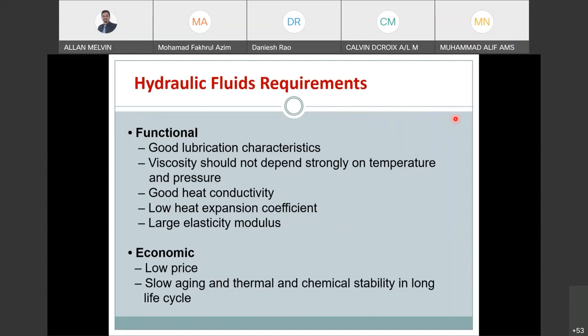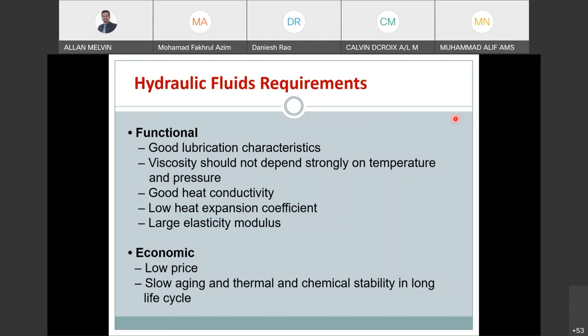Some fully synthetic oil, semi-synthetic oil. Yang tu pun ada numbering dia, 5W30, 5W40. So that's the requirement. So you need to read your car manual to check. Okay, for this car, so what type of oil you need to use?